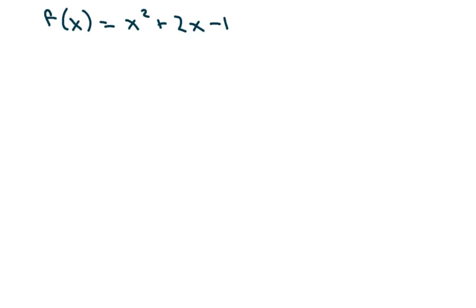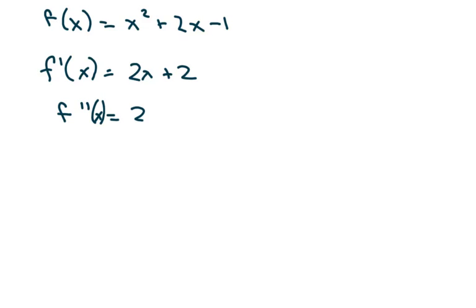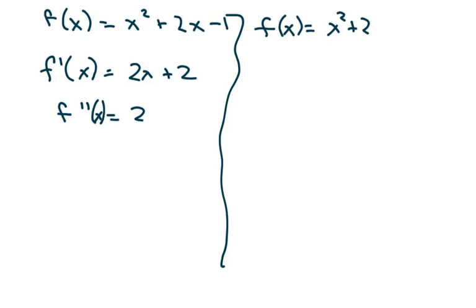Okay, the next one is take the first derivative of this one. So we get 2x plus 2. And when you take the second derivative, that's going to equal 2. Now, let's see. If we take the derivative of f of x equals x squared plus 2x minus 1 over x, then take the derivative of that using your quotient rule.